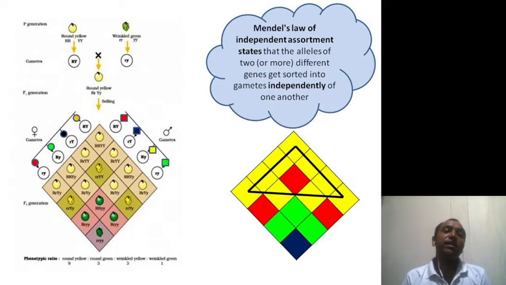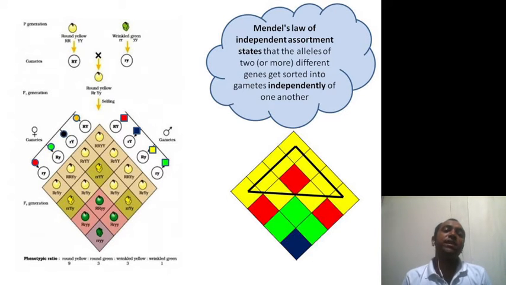So those two gametes will fuse. Capital R will go with small r, capital Y will go with small y. So in the first generation, that is your F1 generation, first filial generation, you get a yellow round seed.